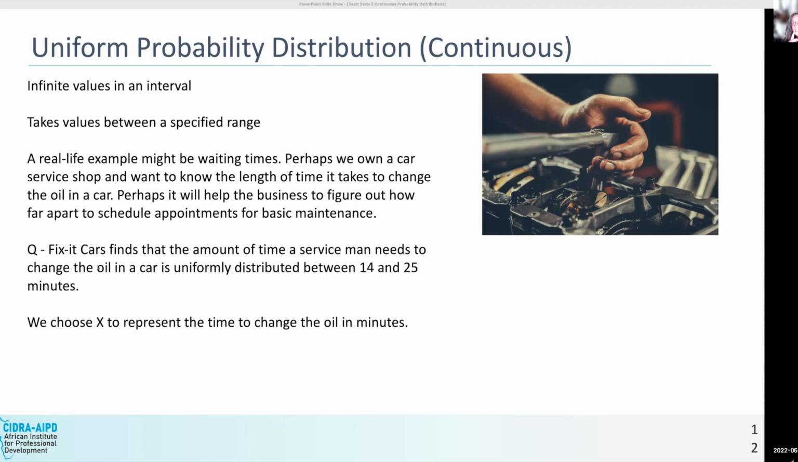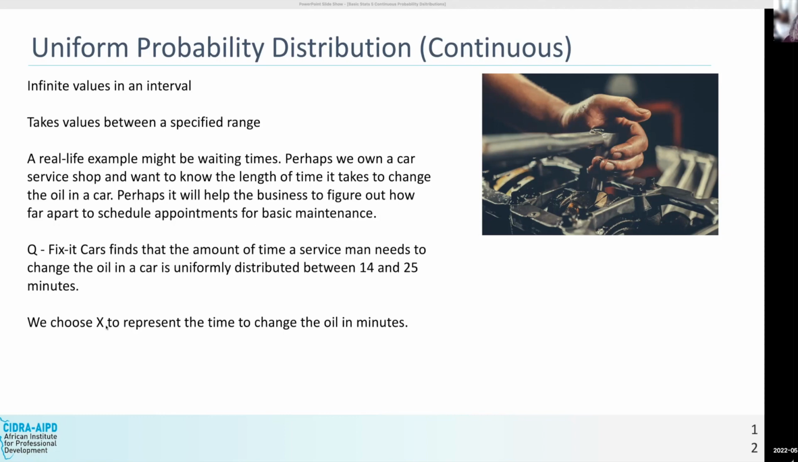Could it be less than that? Yes, it could, but in the data we collected, we did not find anything below 14. So that becomes our minimum value that X can take on. And then we found that there were no oil changes that were more than 25 minutes. So that becomes our upper bound based on this particular serviceman.